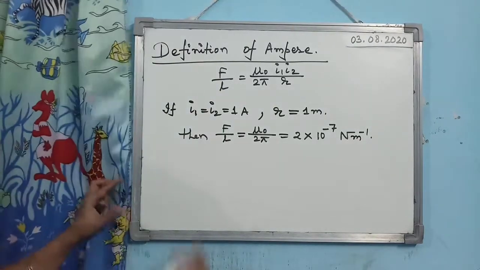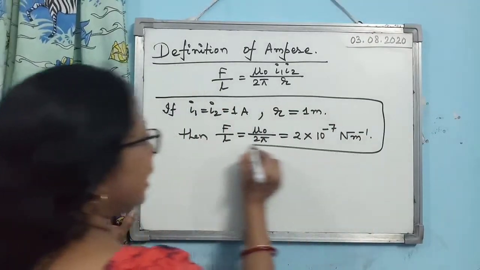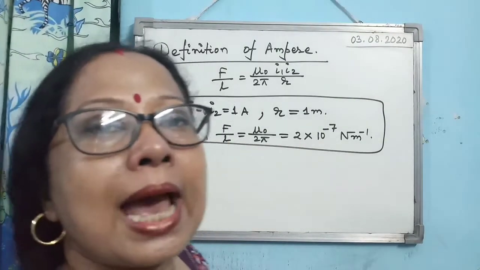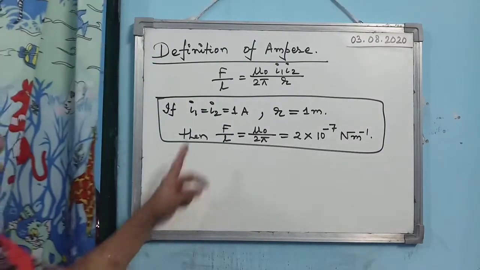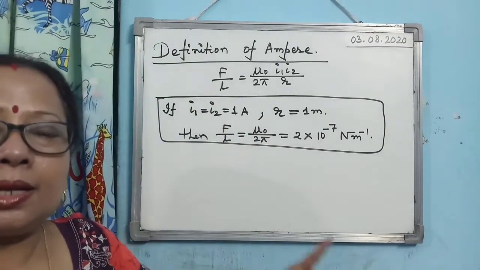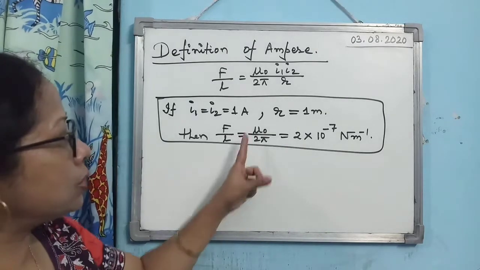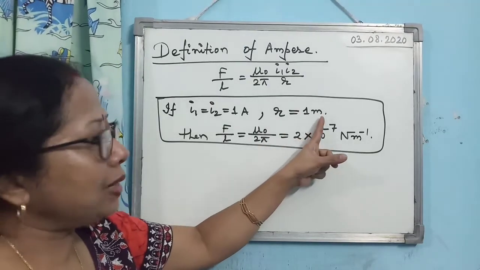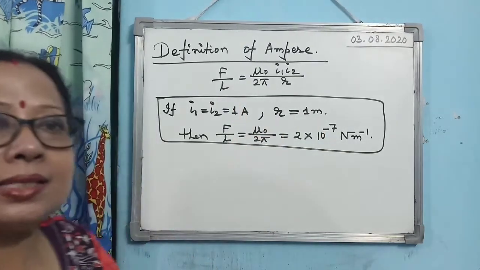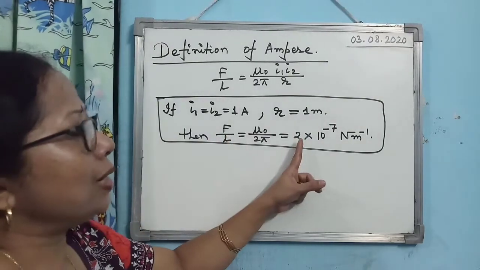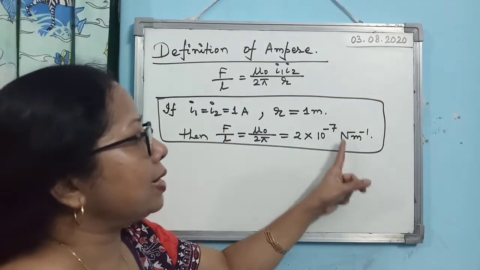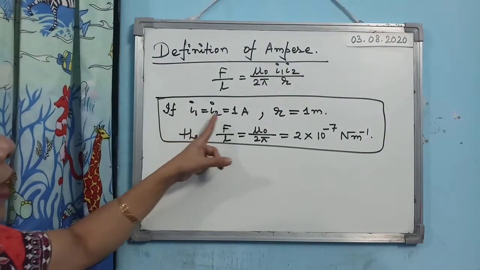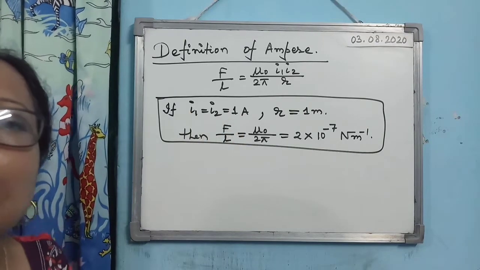Alright, so if you write down this relation in a sentence, that will be the definition of 1 ampere. So how can you write it? You see, when two parallel current carrying conductors placed in air at a distance 1 meter apart, experience force per unit length 2 into 10 to the power minus 7 Newton per meter, then the current flowing through the conductors is equal to 1 amp.